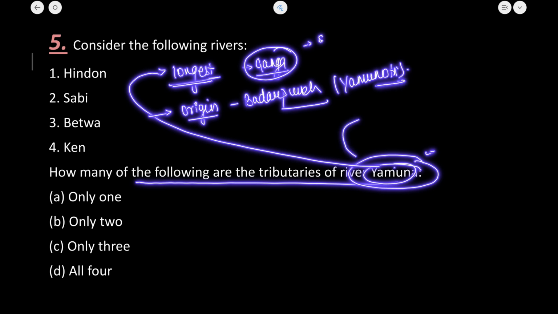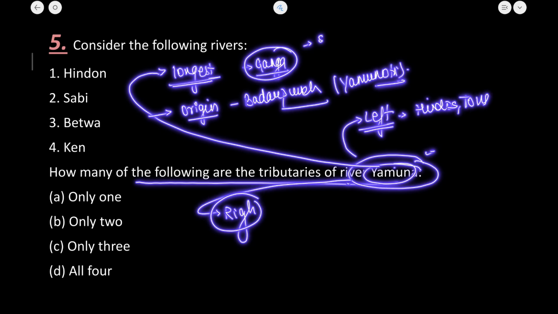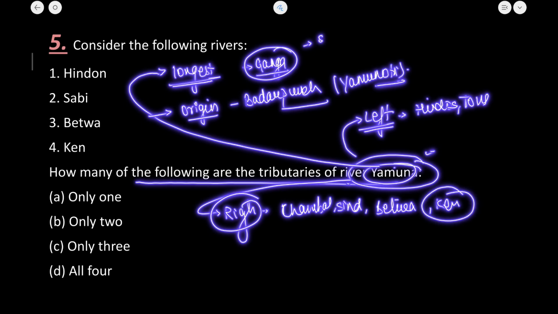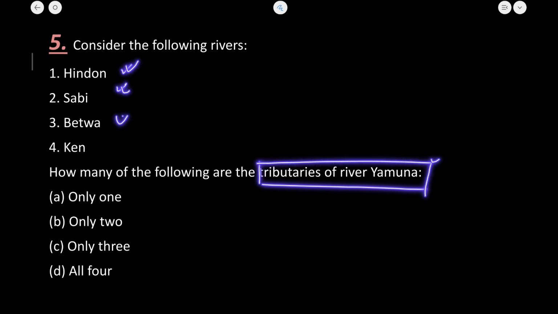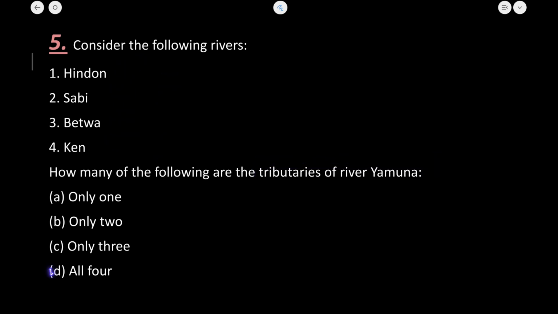Now some of the left bank tributaries of river Yamuna are Hindon, Tons, and some of the right bank tributaries of river Yamuna are Chambal, Sindh, Betwa, Ken. These are all the right bank tributaries. Okay, so here the information is being asked about the tributaries of river Yamuna. So all of this, Hindon, Sindh, Betwa, Ken, all of these are the tributaries of river Yamuna. So the correct answer is all 4.